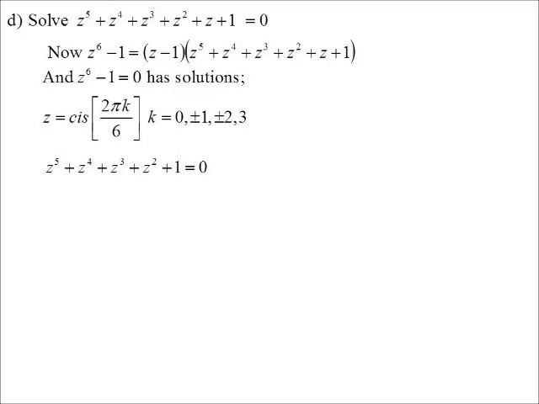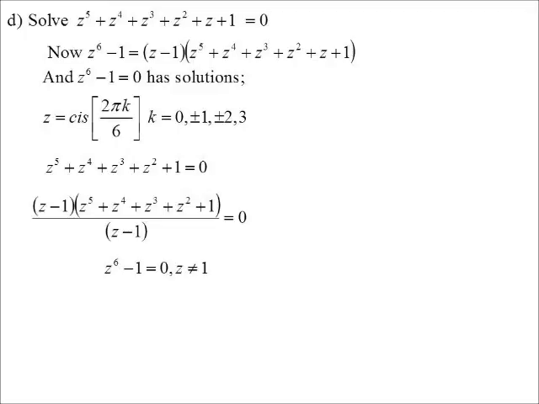So, all right, back to this equation. I'm going to turn it into z to the power of 6 minus 1. How do I do it? I just multiply top and bottom by z minus 1. So what that's now telling me is, with z to the power of 6 minus 1, that's actually the top of this equation. That's what I'm solving. However, I only need 5 solutions, because I'm solving to the power of 5.